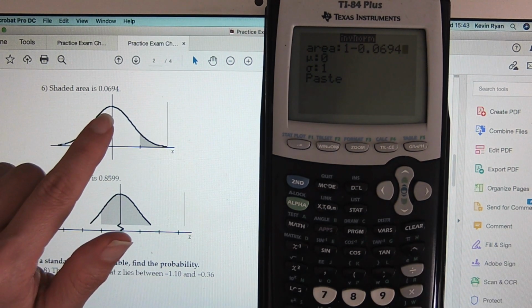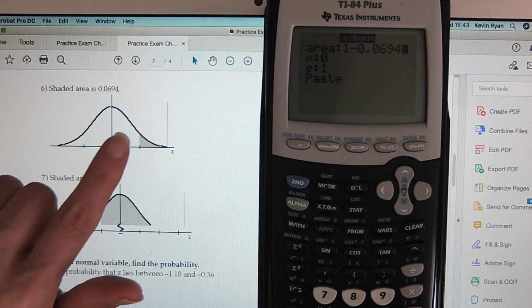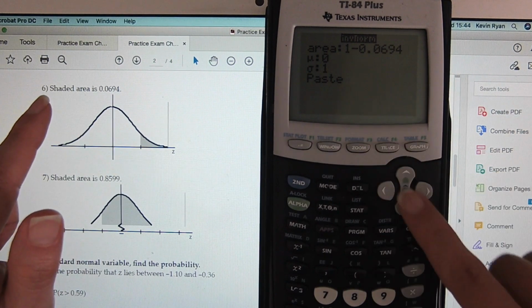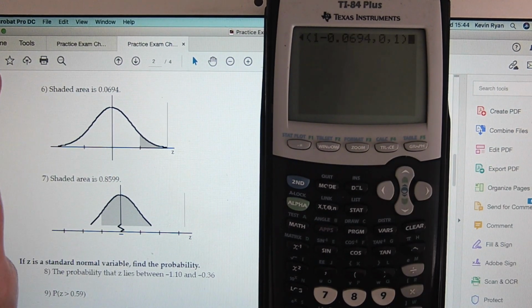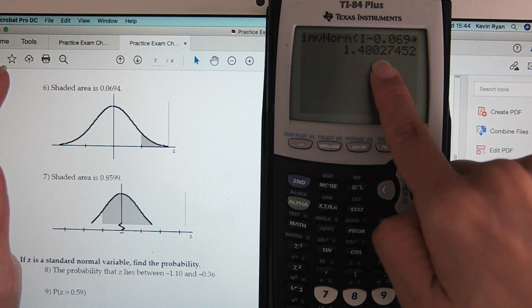0.0694. You get that? Because I need the left side. What's the left side area? So make sure you subtract from 1, then 0, 1. That's the answer. You got it?